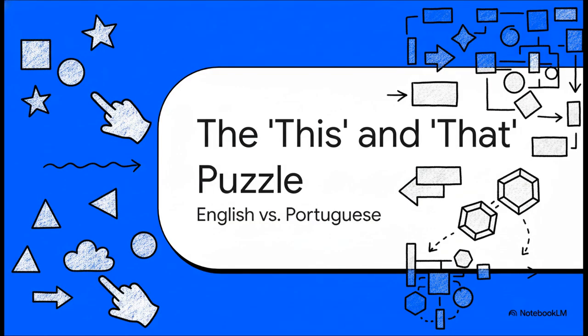I mean, think about it. In English, it's pretty straightforward, right? You've got this for something right here and that for something over there. And of course, you've got the plurals, these and those. It's a really simple two-part system. But, well, Portuguese does things just a little bit differently.